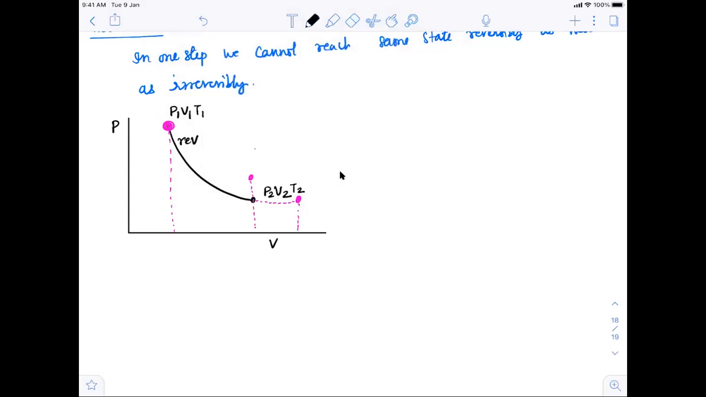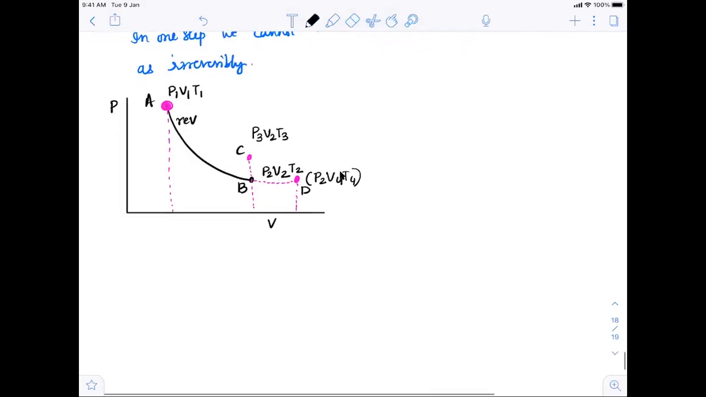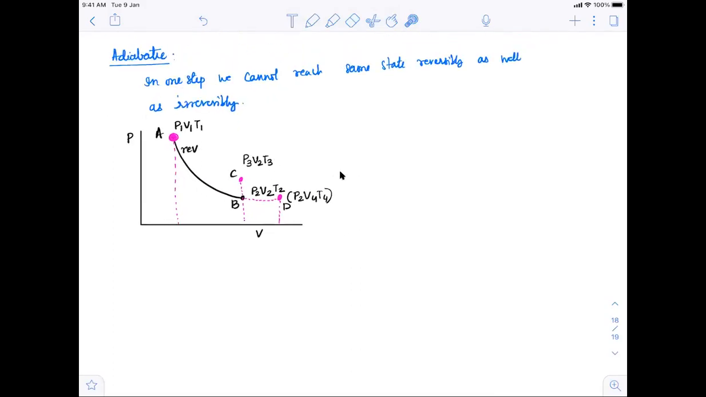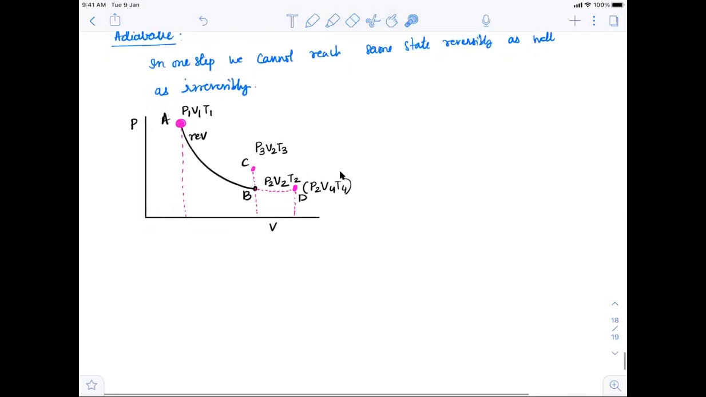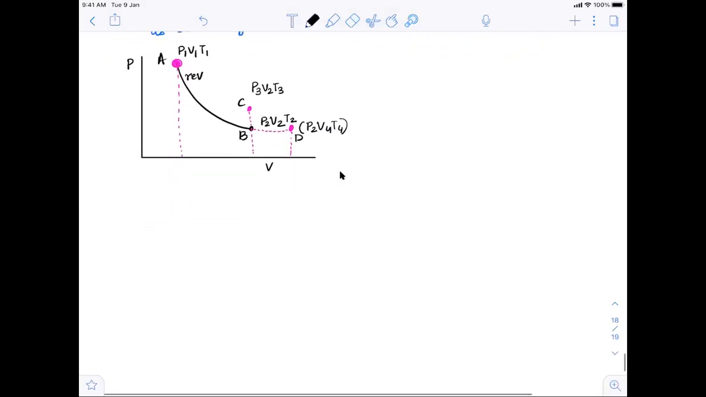Let me mark these points here now. This is P3, V2, and T3. And let me mark this point here. This is P2, V4, and T4. I'll give all the labeling here, A, B, C, D. Clear? Now I'm trying to prove that irreversibly you will only end up at either C or D. We'll try to prove that now. How can we prove that?